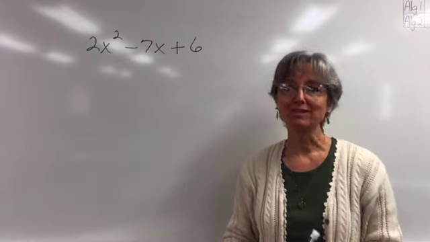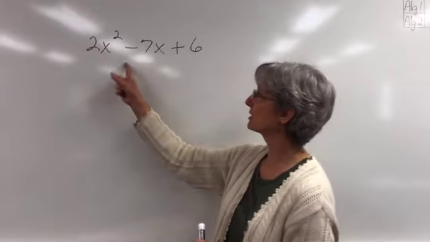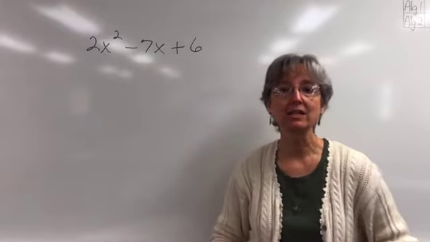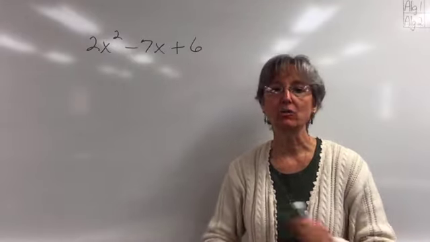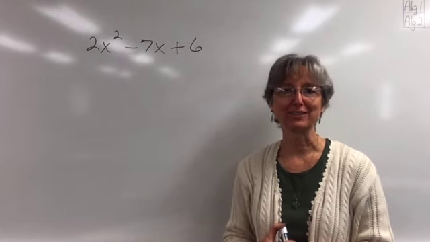Let's try another one. This one has some tricky sign issues to go with it. So write 2x squared minus 7x plus 6. Copy that down, pause the video, work it through, and then restart it, and I'll walk through it to see how you did.